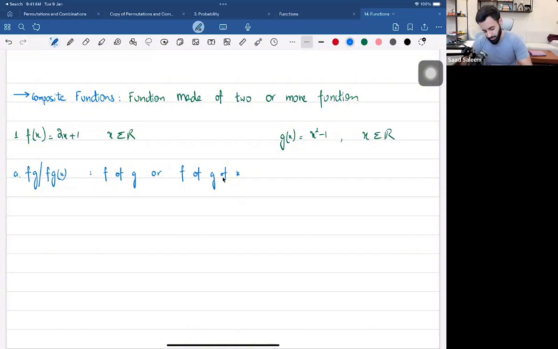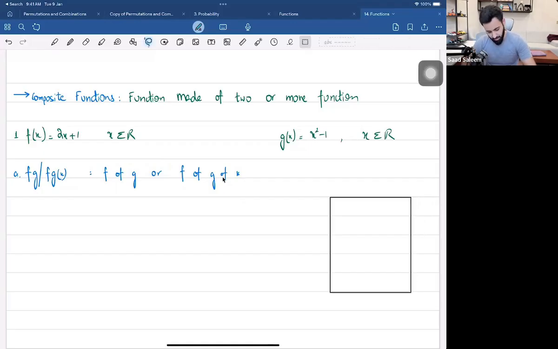Now, how do we do it? How do we find f of g of x? For those of you who know the answer already, that's great. For those of you who don't, I want to use a small analogy to explain the concept.